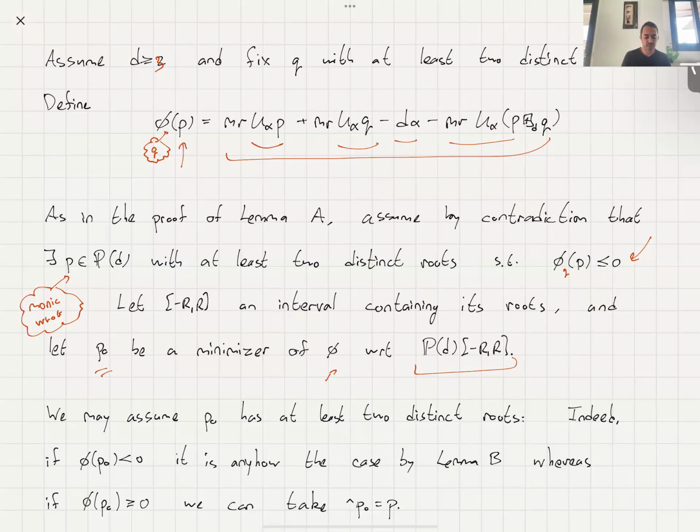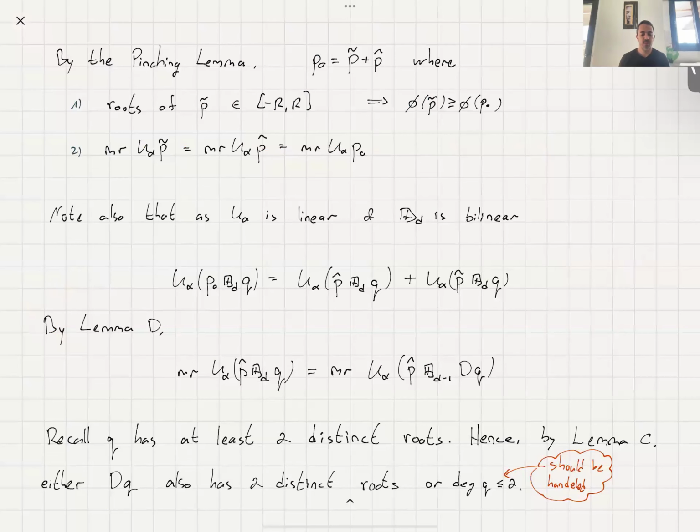And if phi of P0 is larger than or equal to 0, or actually I should say equal to 0, then we can take P0 to be P. I mean, it should be equal, but anyhow. And P, we assume, has two distinct roots. So what do we know? We are going to apply the pinching lemma to P0 as in lemma A. And what do we know from the pinching lemma?